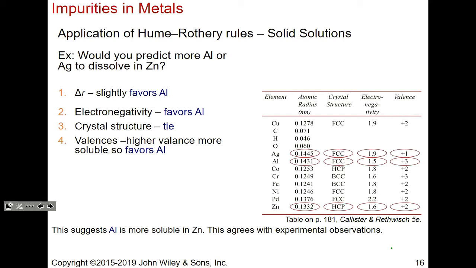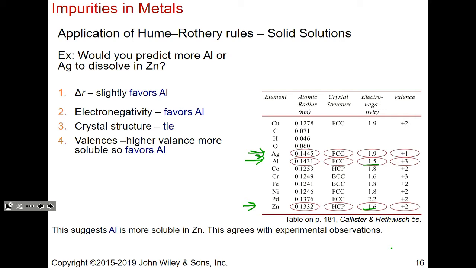The delta R's, if you look here at silver and aluminum, zinc here is 0.332, and aluminum is 0.1431. It's a little bit closer in atomic radii to that of zinc than, say, silver. So that slightly favors aluminum in this case. Electronegativity here, it's 1.6. So the electronegativity for aluminum is also closer to that of zinc than silver is to zinc. All right, so it's trending towards aluminum so far.